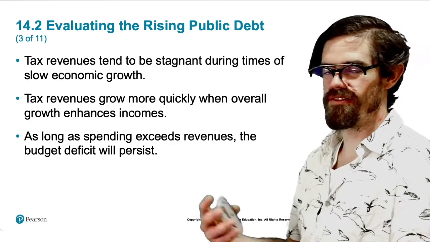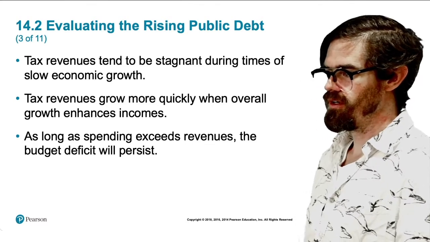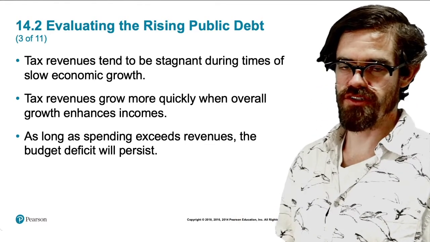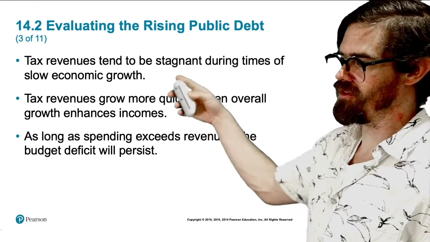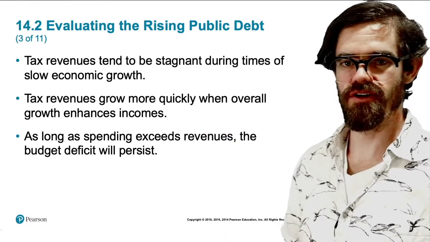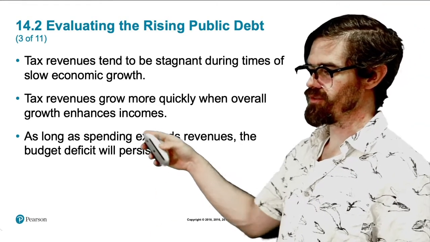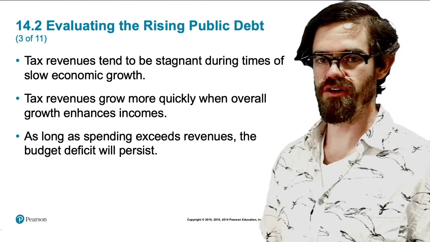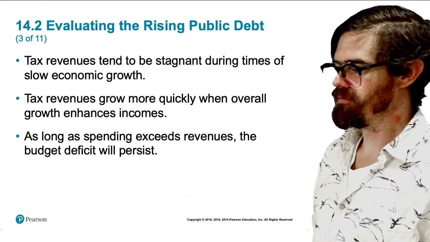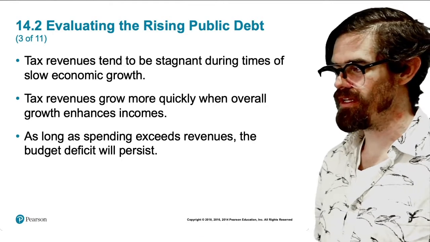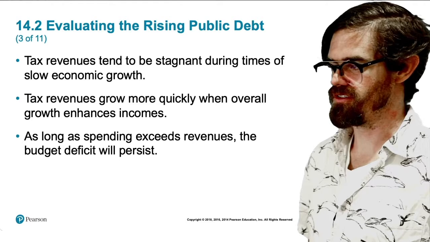Now, let's think about tax revenues and relate it to economic growth. So when economic growth starts to slow, people make less money, businesses make less money, and so tax revenues during slow economic growth tend to be stagnant, whereas when incomes grow as a result of economic growth, tax revenues also increase. But as long as spending exceeds revenues, we will nevertheless have budget deficits.